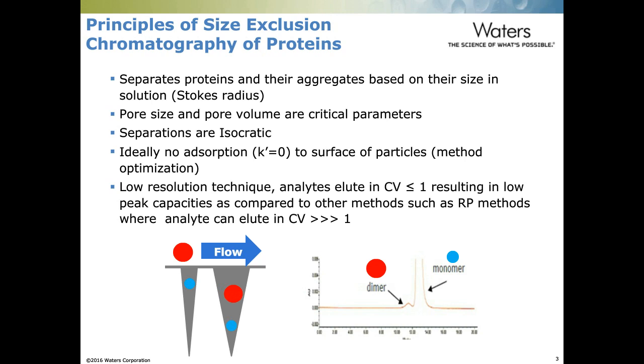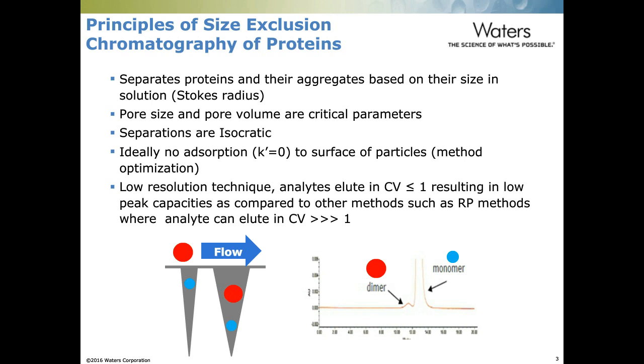If we have a larger particle, that particle can explore a lower amount of the pore volume available on the particle, so it spends less time in the pore and more time in the mobile phase, so it comes out early, as shown by the dimer, the red dot. A smaller particle can explore more of the pore volume on a particle, so it spends less time in the flow, so it comes out later, as shown by the blue dot or the monomer.